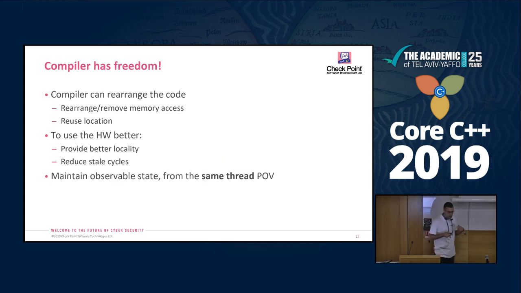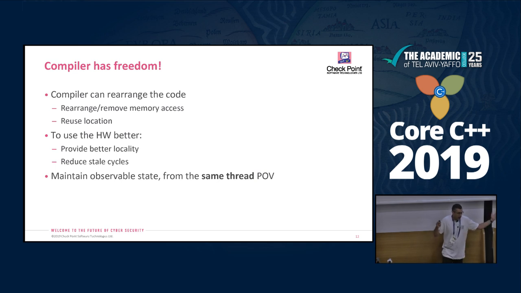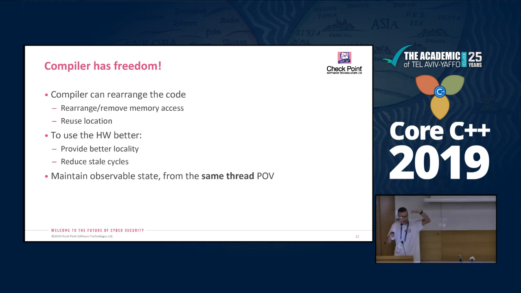Now, as I mentioned, the compiler has some freedom. The compiler can rearrange our code. It can add and remove memory accesses. I think we all saw it when we debug with some optimization and we try to print a value. Many times it tells us that this argument has been optimized out. It can also rearrange a site. When we go with the debugger, we can see that the cursor just moves up and down.